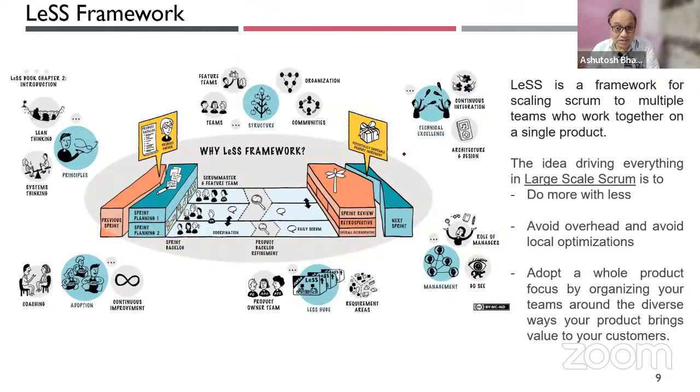Okay, next is LeSS, large-scale Scrum. It is sometimes also called large enterprise scale Scrum, and it is a framework for scaling Scrum, to have multiple teams working together on a single product. When a product has multiple Scrum teams under it, pure Scrum may not give you that option, but here you have the LeSS framework.